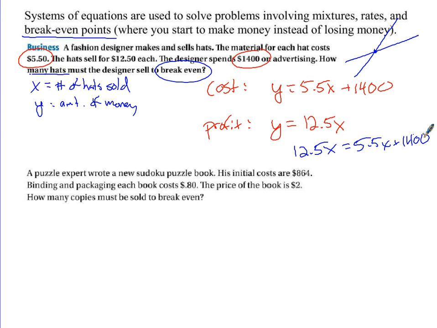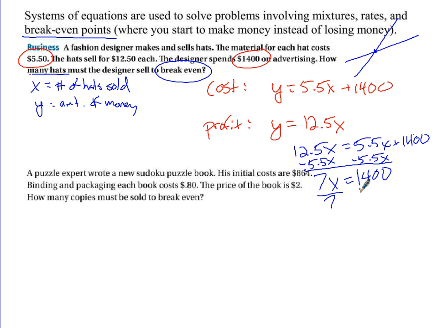Yeah, I'd probably subtract the 5.5x. Just like always, we want to get all the x's on one side and all the numbers on the other side. So what's 12.5 minus 5.5? 7. Is that it? 7x equals 1,400.